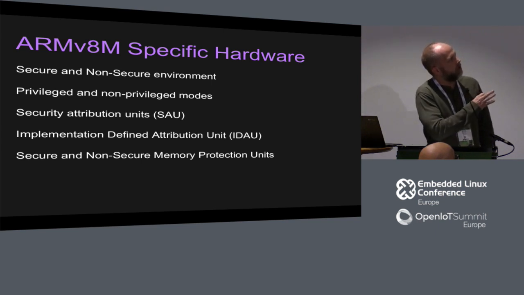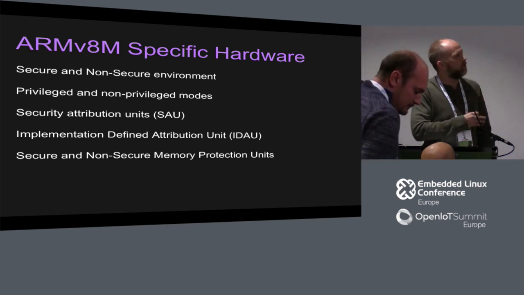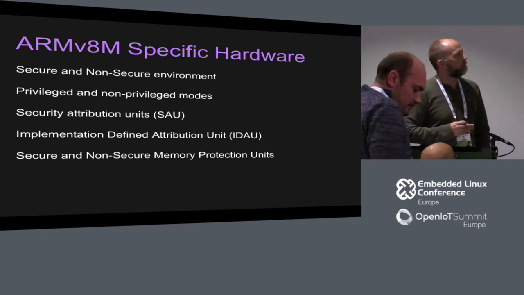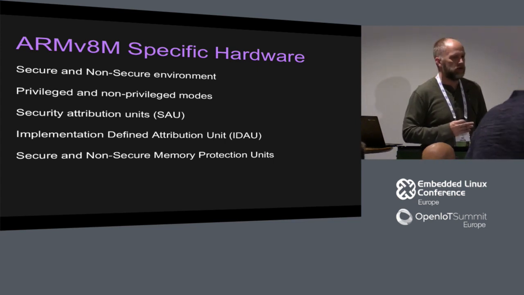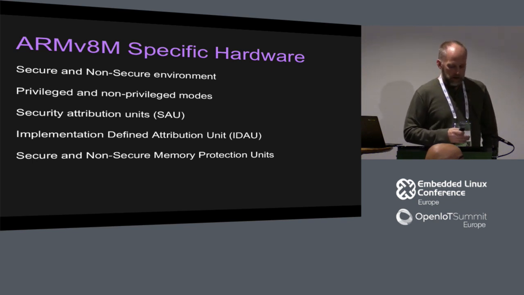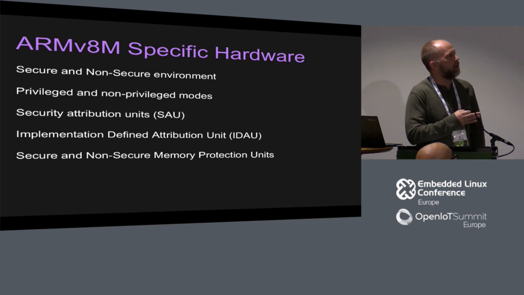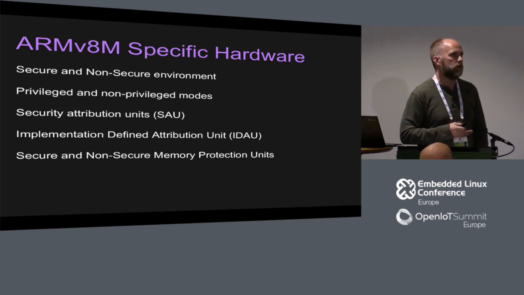They added the secure non-secure environment. There already existed a privileged and non-privileged mode, and this is true on v7M and v8M. And I think it's also an option in v6M if you have that extension. They added a security attribution unit, and this is where you can specify memory ranges, flash, peripheral address space. You can set these to be accessible by one or the other, and also set the read, write, access permissions.